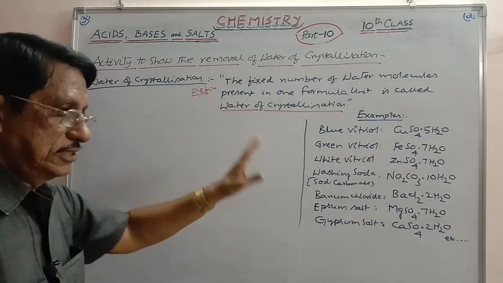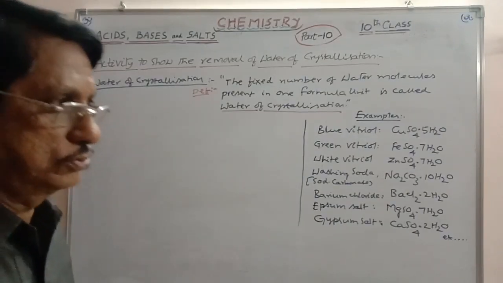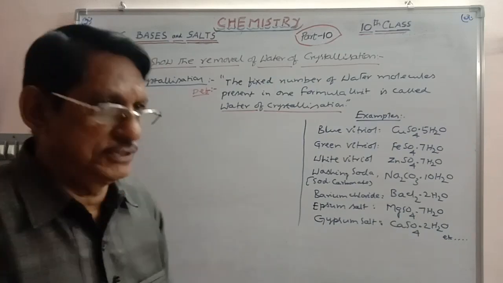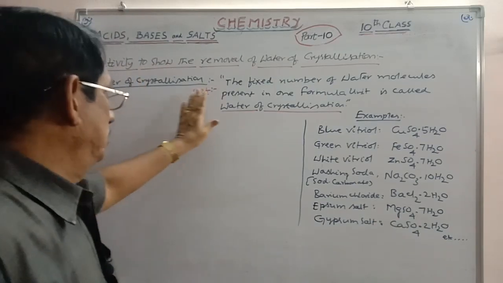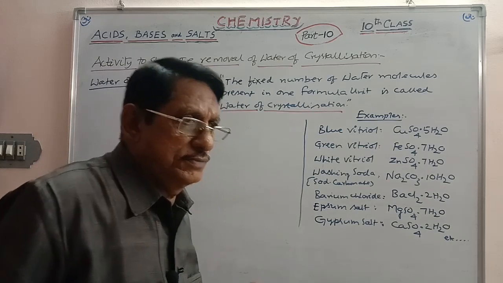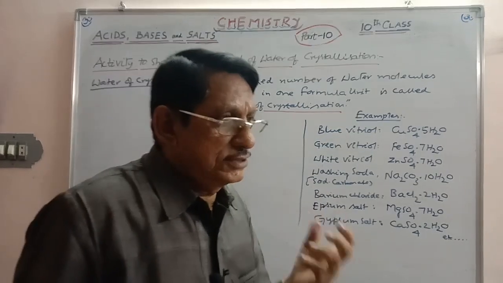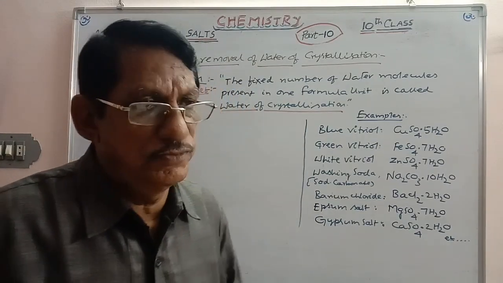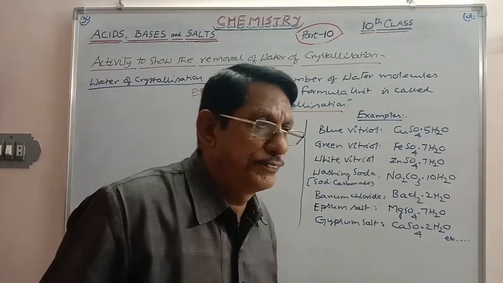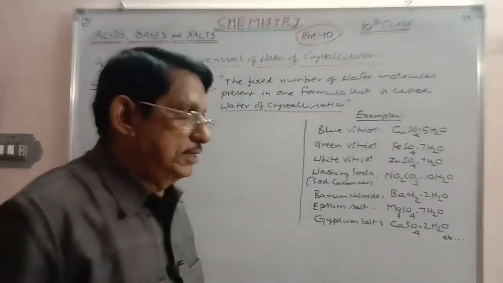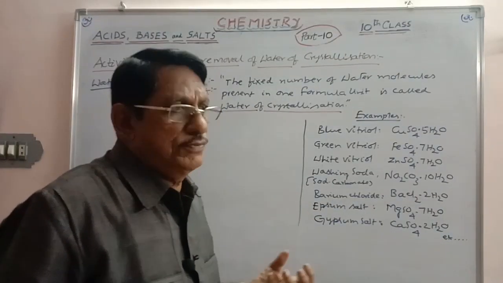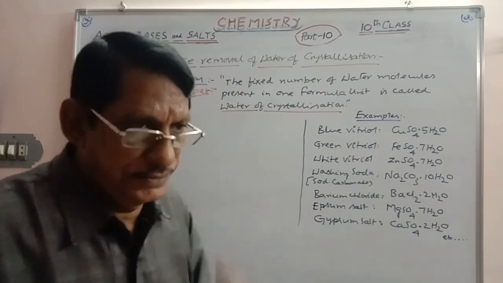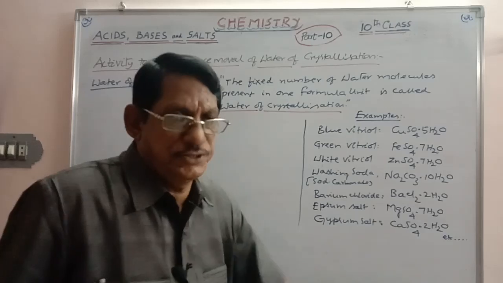Next, let us consider water of crystallization and an activity to show the removal of water of crystallization from the given salt. You have to do small experiments. What is meant by water of crystallization? Generally, whenever crystals are made from solutions, many salts will have some water molecules associated with them. And that way, the fixed number of water molecules present in one formula unit is called water of crystallization.